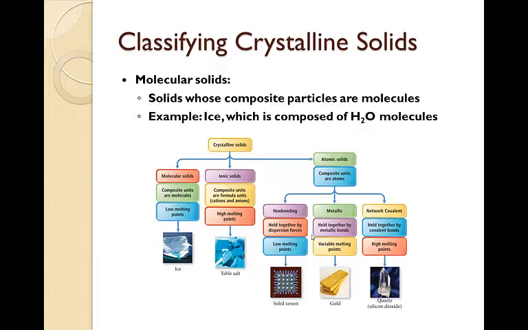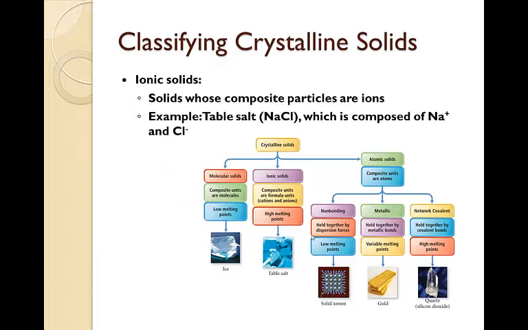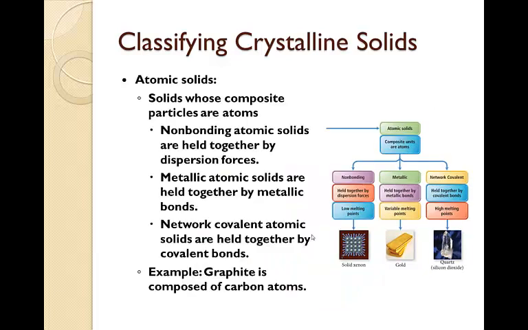The first one we're going to discuss are molecular solids. These are solids whose composite particles are molecules, such as ice, which is composed of H2O. Ionic solids are solids whose composite particles are ions, such as table salt, sodium chloride, which is composed of sodium ions and chloride ions. And then there's atomic solids. These are solids whose composite particles are atoms.